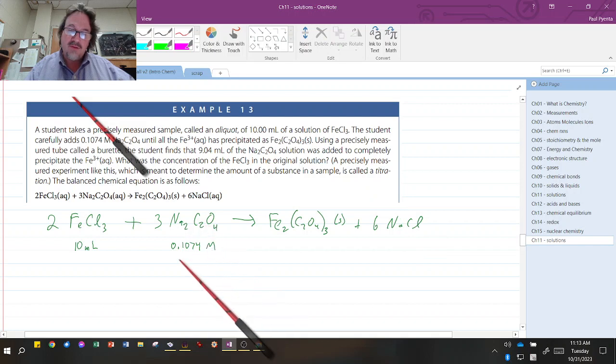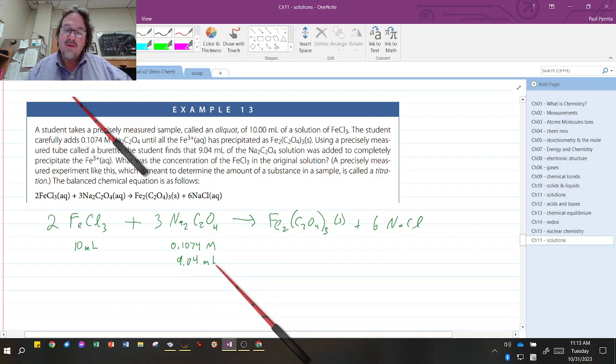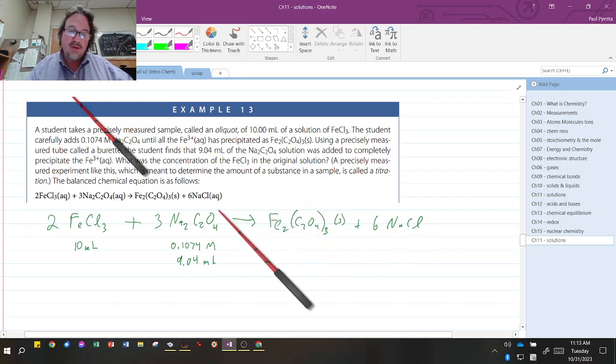So again, that's this solution here, 9.04 milliliters. What was the concentration of that original solution? So question mark here, molarity, that's what they're asking us to calculate. All right, and let's see, did I miss anything? Nope, that's all of the numbers and everything they gave me.